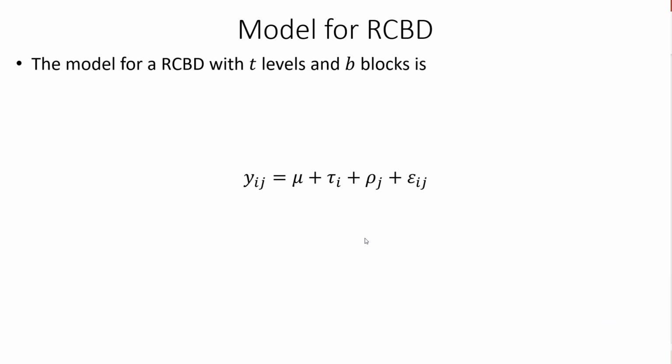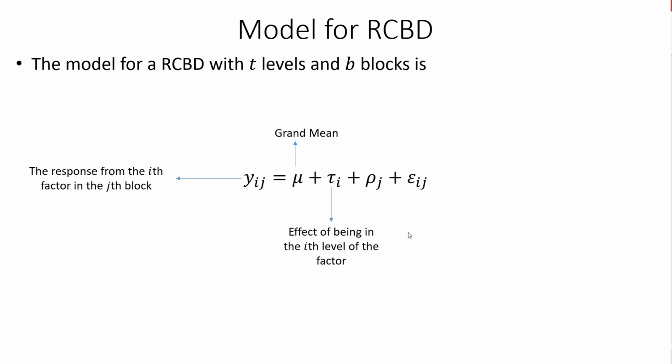T levels for our factor and B different blocks for the trees. Yij is going to be the response of the ith factor in the jth block. So Yn1 would be the measurement of the first tree in the north direction. That's going to be equal to some grand mean, plus the effect of being in the ith level of the factor. So tau n would be the effect of growing on the north side of the tree. Tau w would be the effect of growing on the west side of the tree. Rho j is going to be the effect of being in the jth block. What effect does being in tree 1 have on your bark thickness? On tree 28 have on the bark thickness?